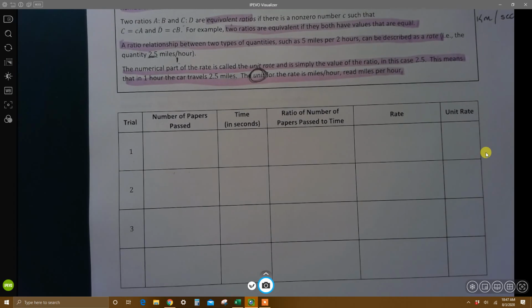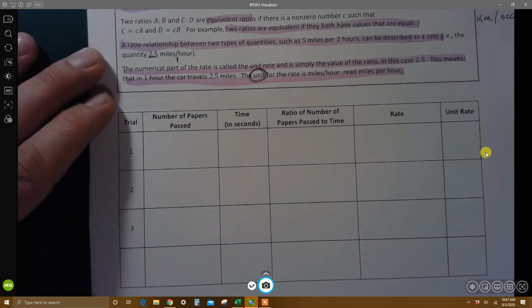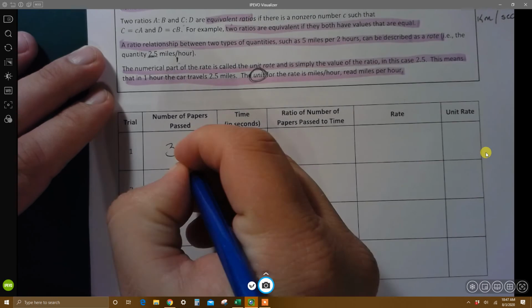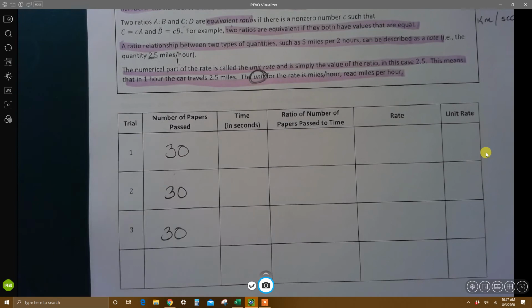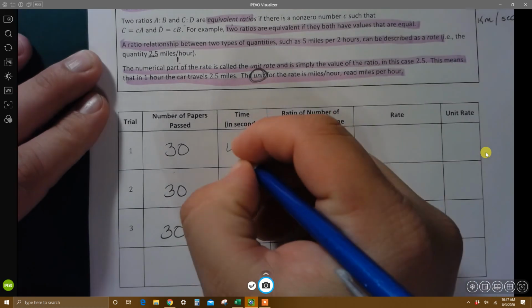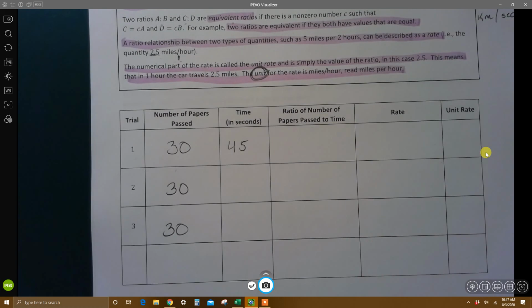All right, so first exercise. We have 3 trials. We're going to say that we are passing out 30 papers in every trial, because that's how many students we're going to say are in the class. There are 30 students in the class, so we're going to have 30 papers being passed out in each trial. Now, let's say it takes us, I don't know, 45 seconds to pass out papers in the first trial.